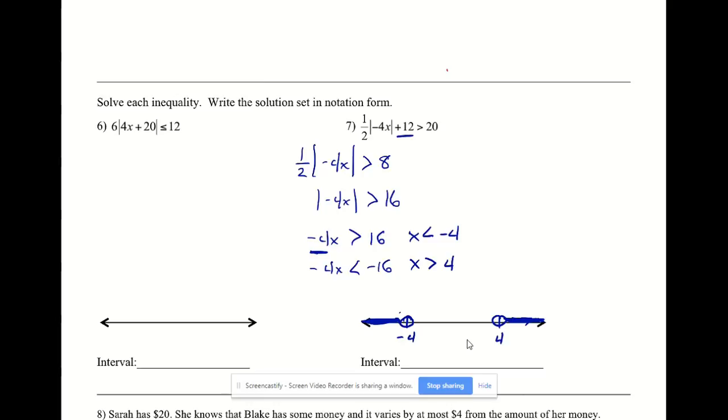And if you wanted to, you could plug in a 0 right here to test this. So that would be 0 inside the absolute values times 1/2 is 0 plus 12 is 12. And 12 is not greater than 20. Therefore, 0 is not in our interval. Interval notation again, open circles mean parentheses. Parentheses negative 4, comma 4, close parentheses. Cool. Pause if you want to. And we're moving on.